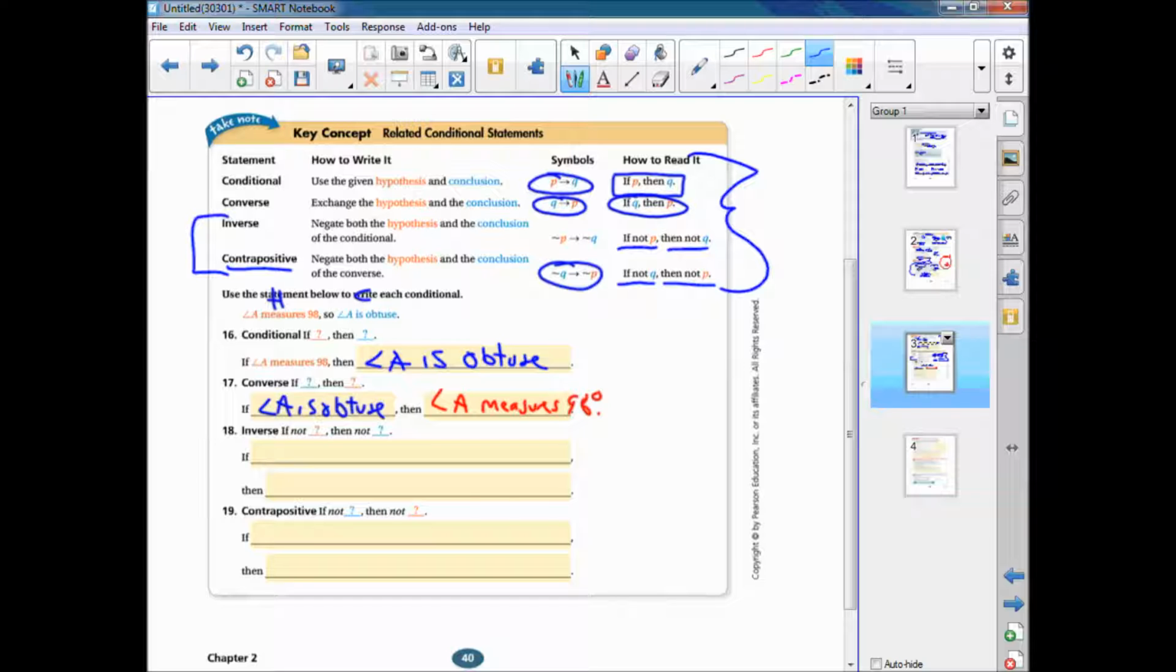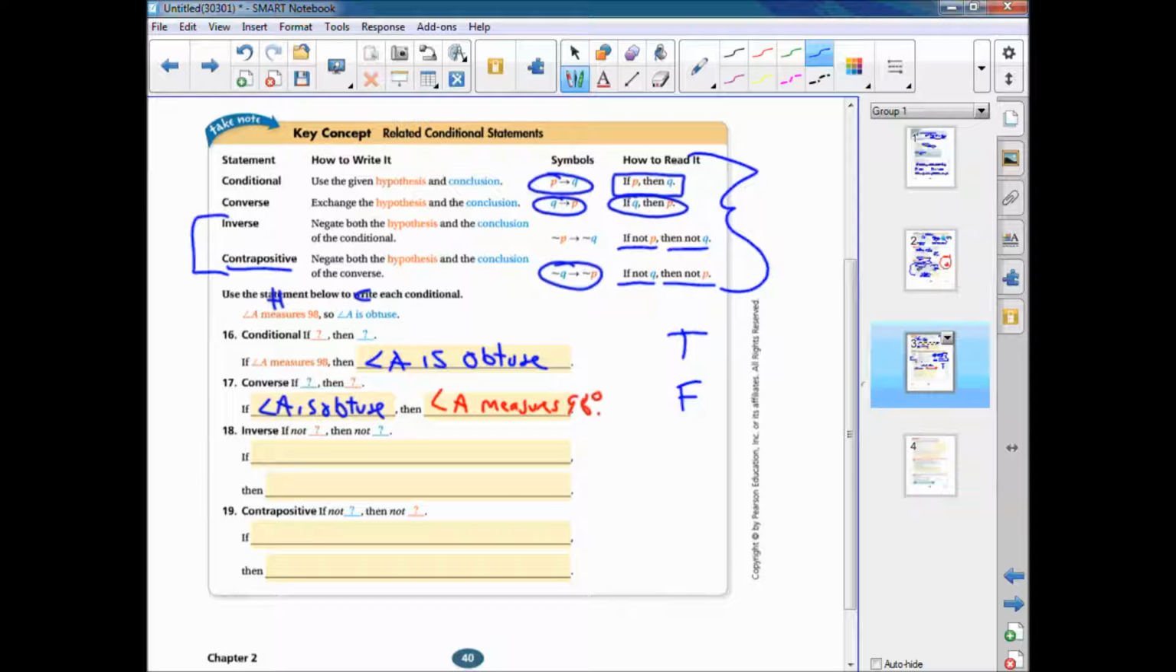Okay. Now, I would say that this one here, we don't ask to tell the truth value of this, but the first one would be true. Angle A is 98, then it's obtuse. If angle A is obtuse, then it measures 98. I'm going to say that one's false.